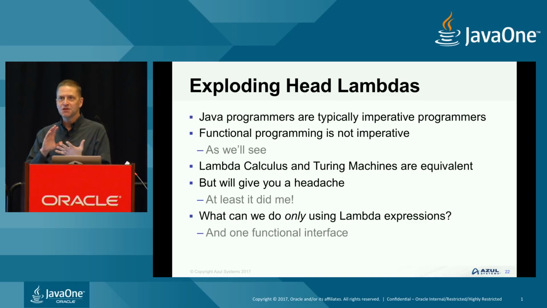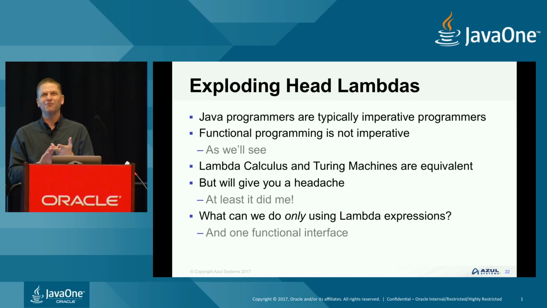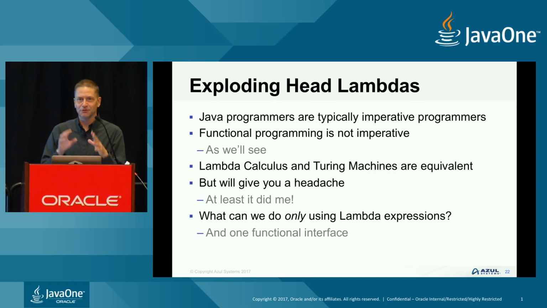So we're not going to use any primitive types. We're not going to use any operators. We're not going to use any objects either. So we're literally only going to use lambda expressions, and we'll have one functional interface. We have to have a functional interface in order to create a lambda expression. So what can we do with this?